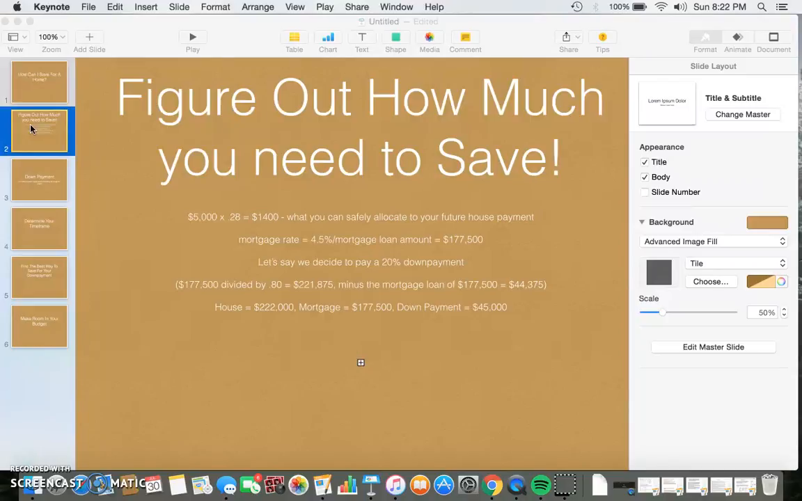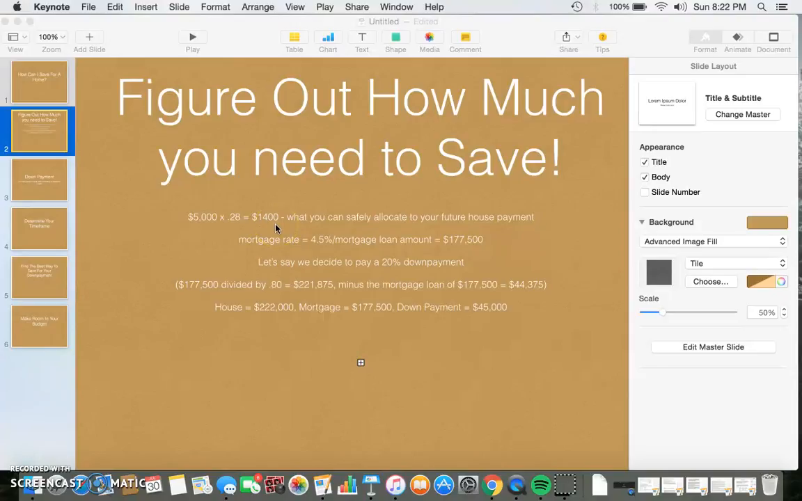Generally speaking, your housing expense should not exceed 28% of your stable monthly income. So for an example, if your income is $5,000, you can safely allocate $1,400 of that to your future house payment. And the way that you can do that is, let's say, here's your $5,000 monthly income, here's the 28%, and that equals the $1,400.